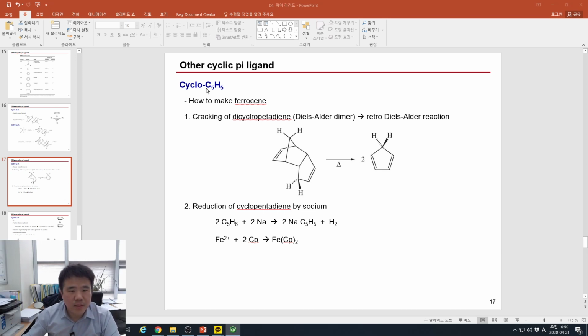And cyclopentadiene. Okay, cyclopentadiene, how to make it? You can make the cyclopentadienyl anion from cyclopentadiene.